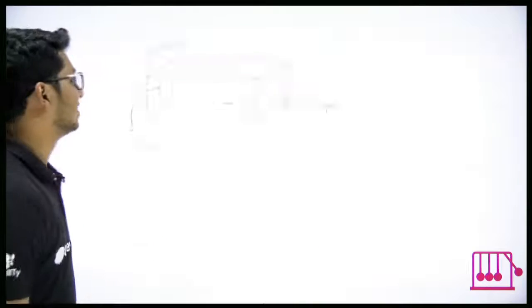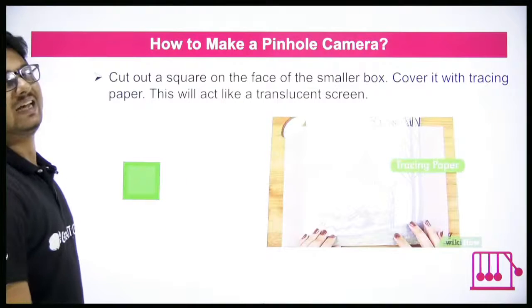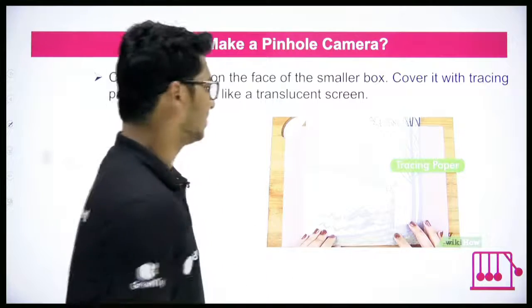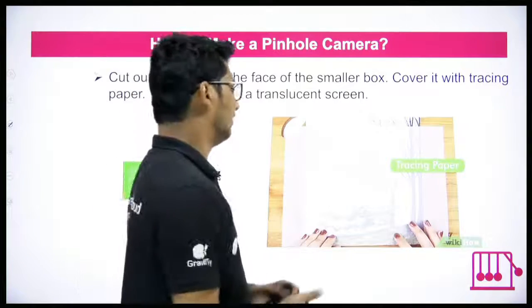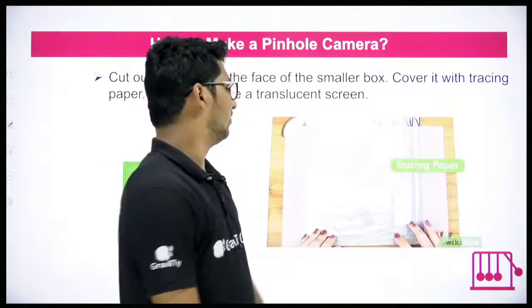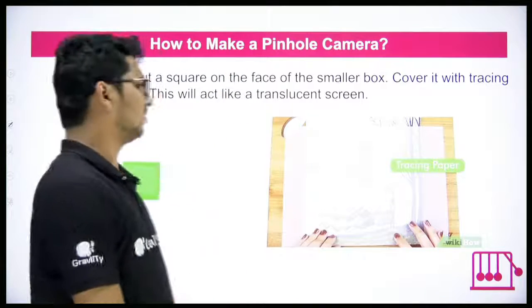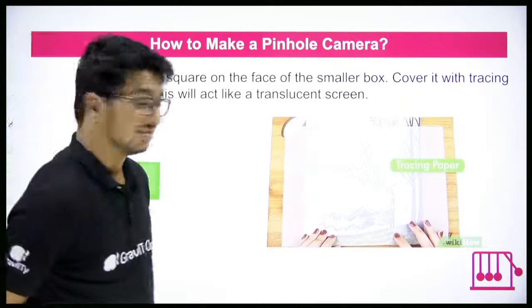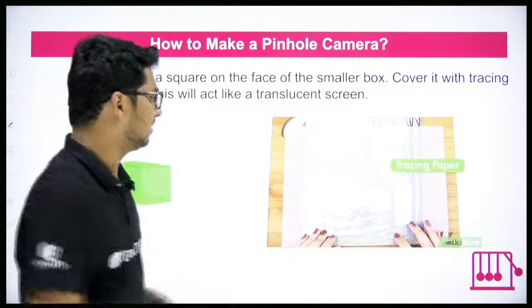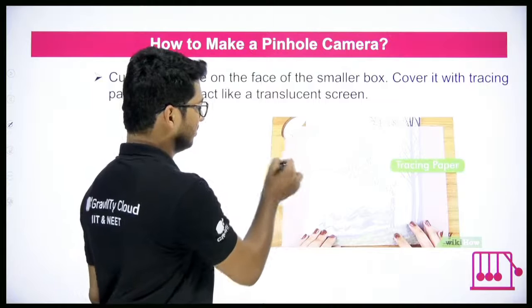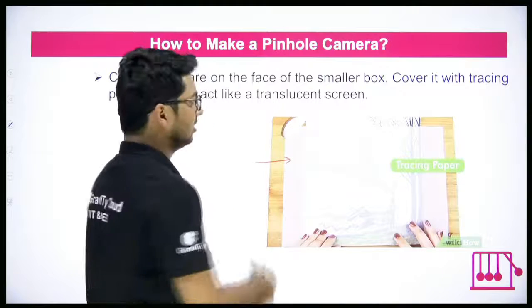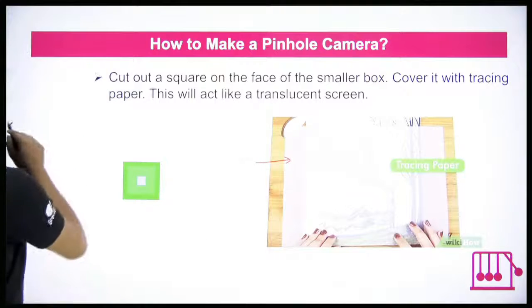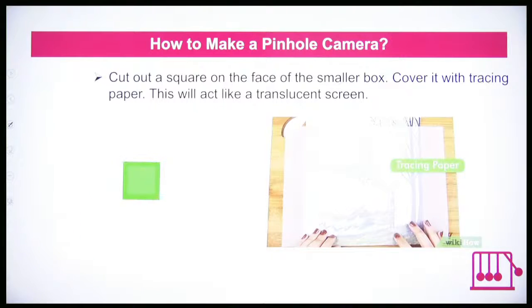Clear? Good. Next, what will you do? We need a translucent paper in this case, a translucent object. For a simple example, you can make use of a tracing paper. Have you made use of a tracing paper any time? You would have, for drawing. You can clearly see here a tracing paper is given. It is placed on a drawing, so you can use it also. So a translucent tracing paper.